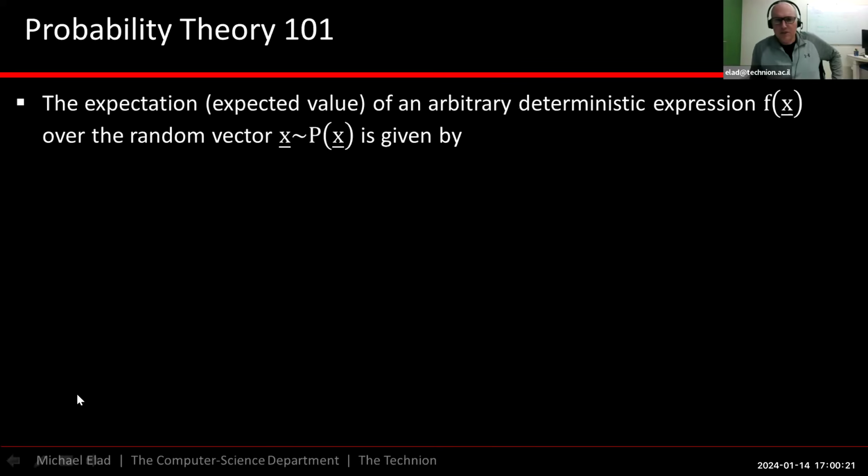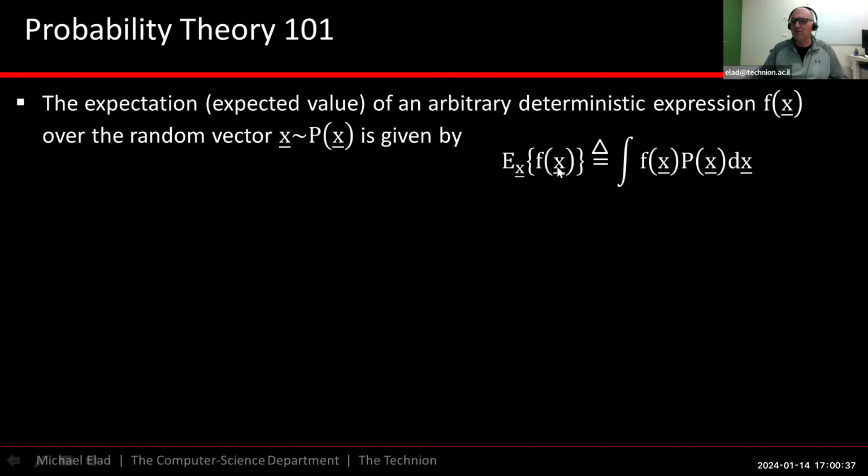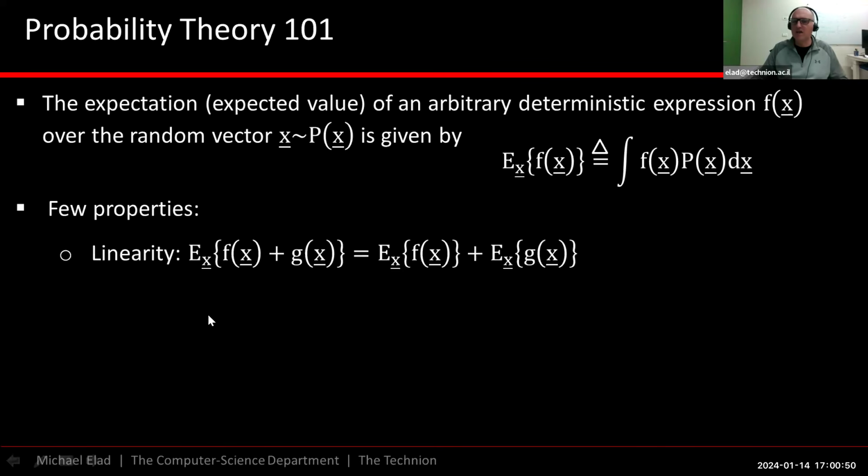Let's talk about expectations. If x is distributed along P of x, this is the PDF of x, and you bring me a deterministic function over the unknown random vector x, f of x, then we can talk about the expectation of f of x. The expectation is defined as this integral. You basically run over all the x's, compute f of x times the probability of getting that x, and sum everything. General expectation. Expectation is linear. So expectation of sum of functions is the sum of expectations. It immediately follows from the definition.